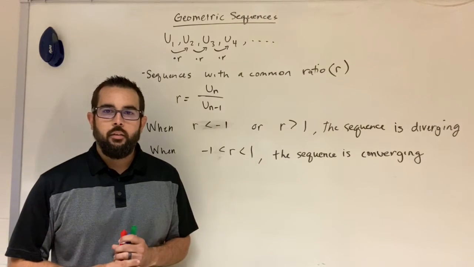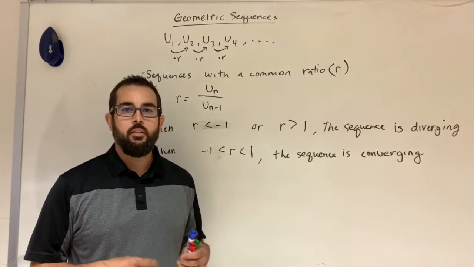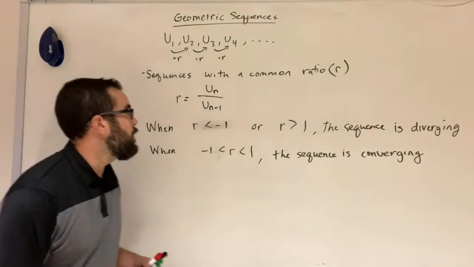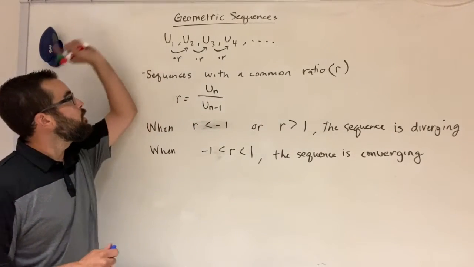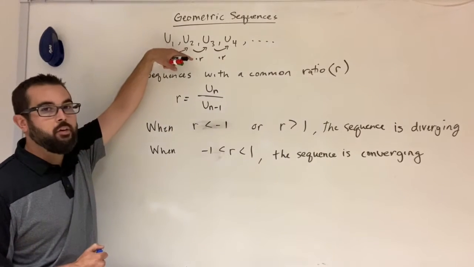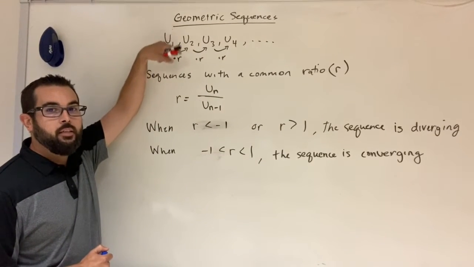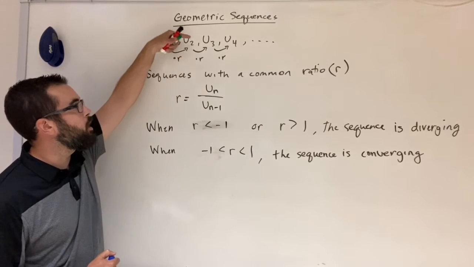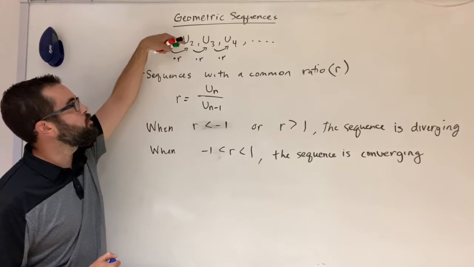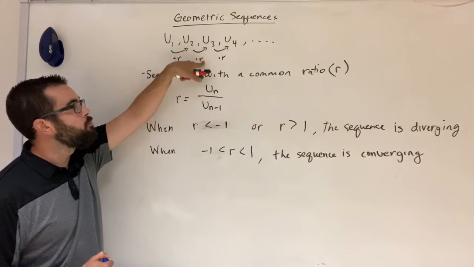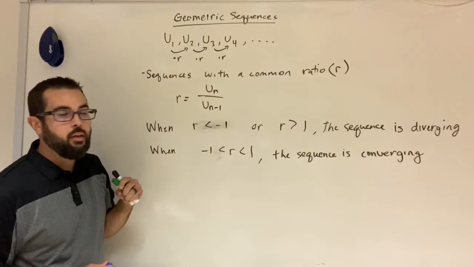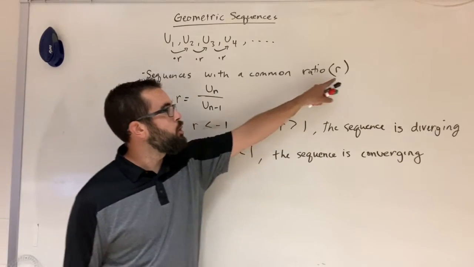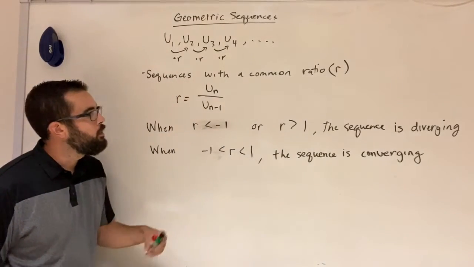All right, to continue the lesson on sequences, we're going to move into geometric sequences. A geometric sequence is a sequence in which you have a common ratio being multiplied to each consecutive term. So to go from u1 to u2, you multiply by r, the common ratio. To go from u2 to u3, you multiply by r, and so forth. We're going to denote that common ratio by a lowercase r.